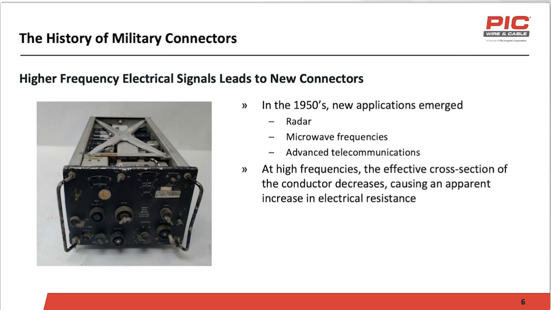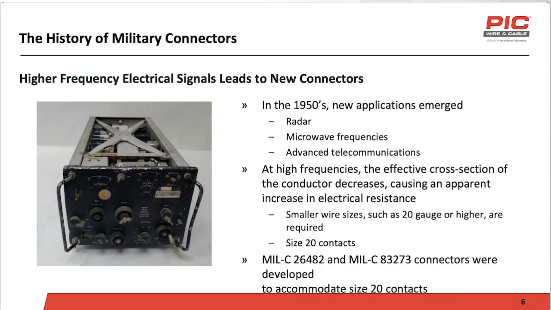At high frequencies, the effective cross-section of the conductor decreases, causing an apparent increase in electrical resistance. In order to transmit these higher frequencies, size 20 contact and lower wire gauges were needed. With this in mind, the MIL-C-26482 and MIL-C-83273 were developed in the 1950s to accommodate size 20 contacts, which supported power applications and robust transmission of higher frequency signals.